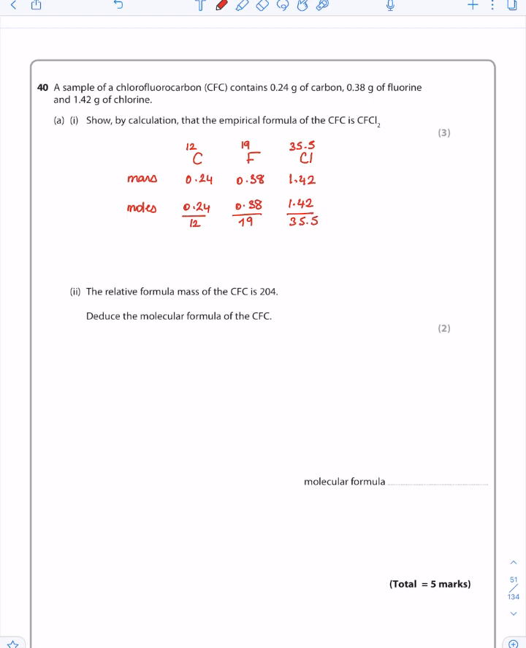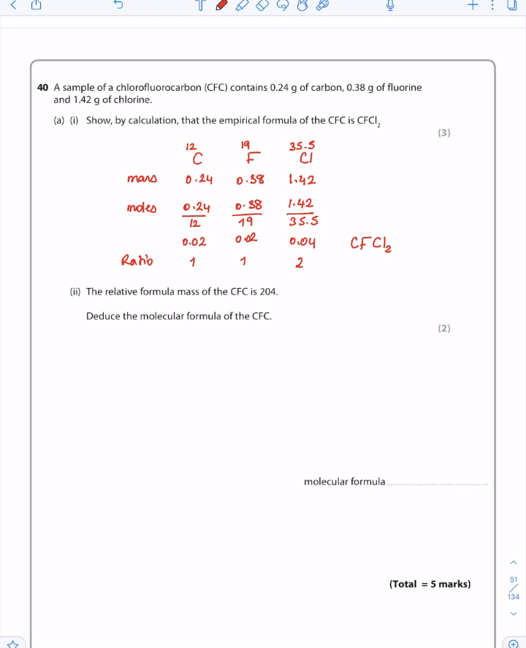فأول واحدة 0.24 over 12 تطلع 0.02 وتاني واحدة 0.38 divided 19 0.02 وتالت واحدة 1.42 divided 35.5 تطلع 0.04. هنجيب الريشيو by dividing by smallest number اللي هي 0.02 تطلع الريشيو 1 to 1 to 2. Therefore empirical formula is CFCl2، C واحدة و F واحدة واتنين كلورين.